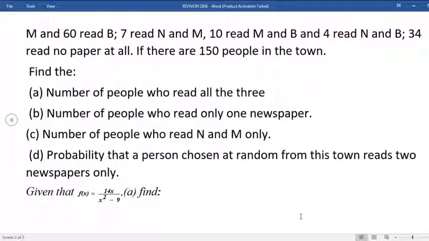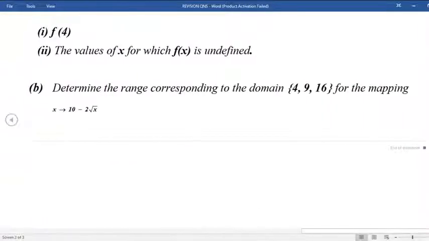Okay, so here we have that f of x is equal to 14x over x squared minus 9. Part A, find f of 4. They are telling us to find f of 4. How do we get f of 4?